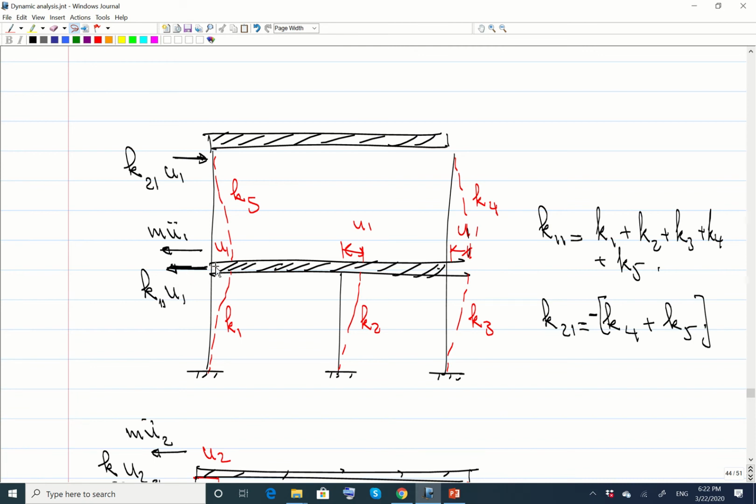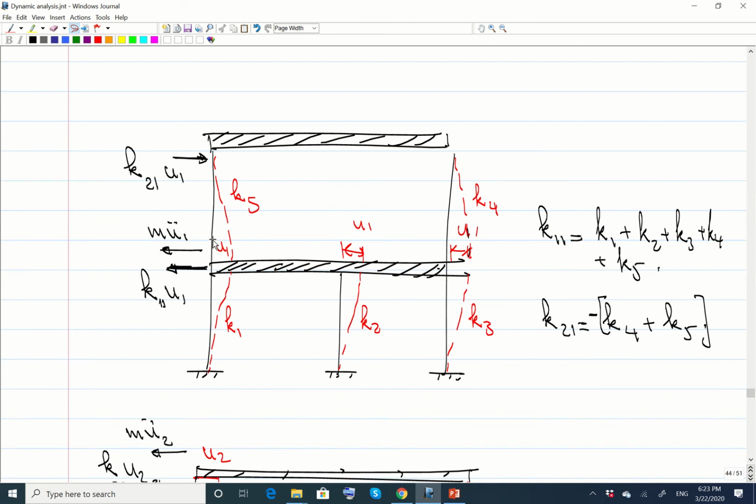On the other side, if this is moved to U1, there will be a kind of a force here on the top floor to hold it back so that it doesn't move. We are saying here U2 is 0. So actually the second floor wants to move with the same displacement U1, but there is a force. So those two forces will be opposite to each other. K11 U1 wants to move this back, but there is a force that wants to move this forward. So we're going to call this K21.